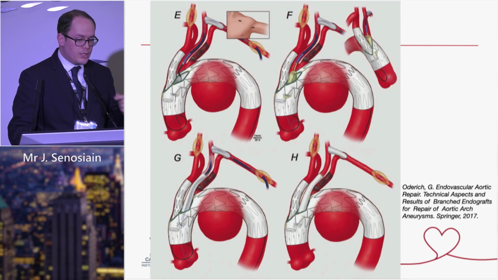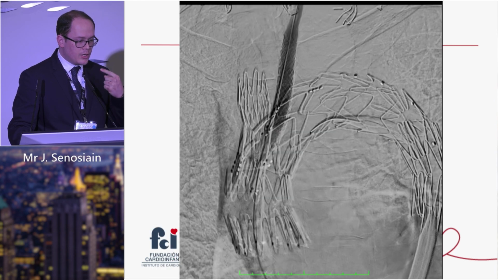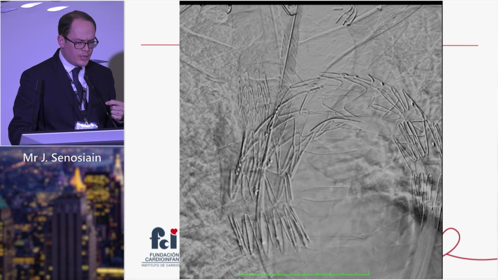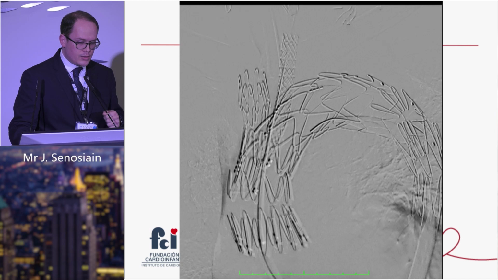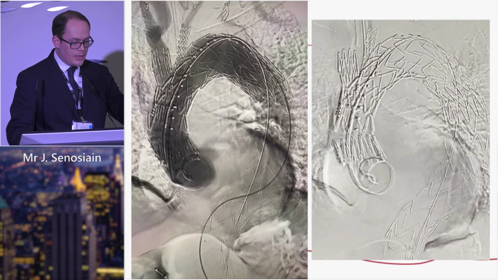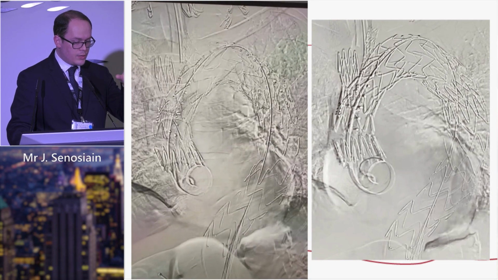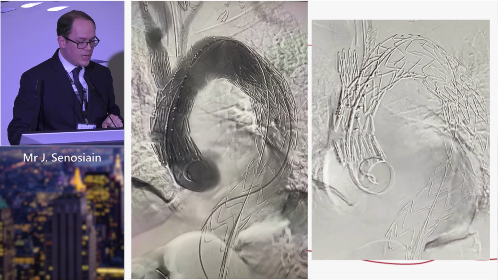After that, you have to put the second branch through the left carotid artery. So this is the final result of that. And after all that, we extended the correction with a T-bar, and this is the final angiogram.